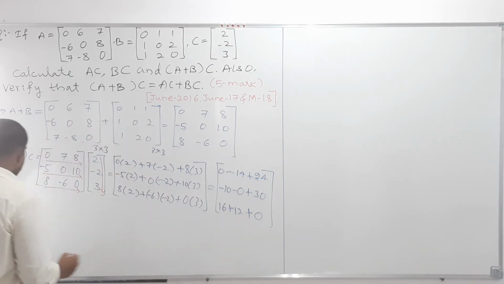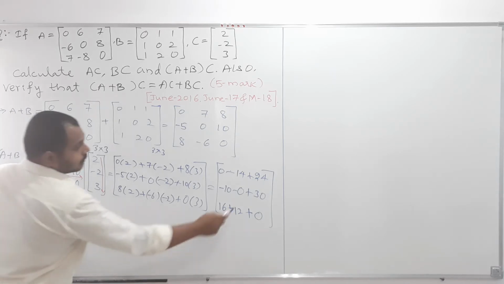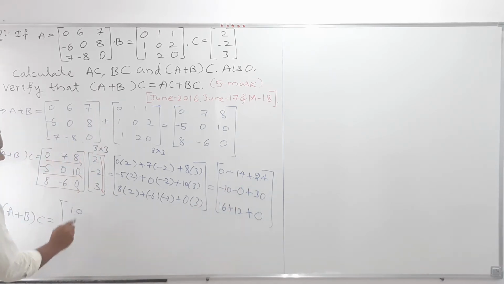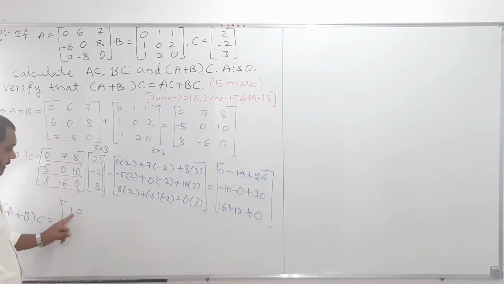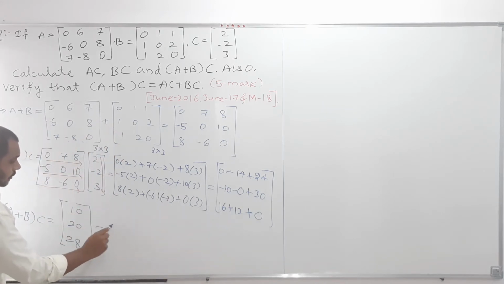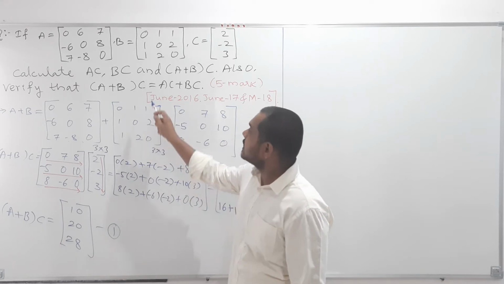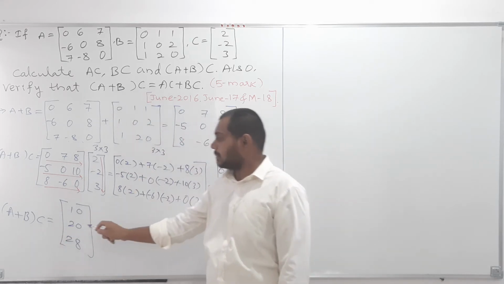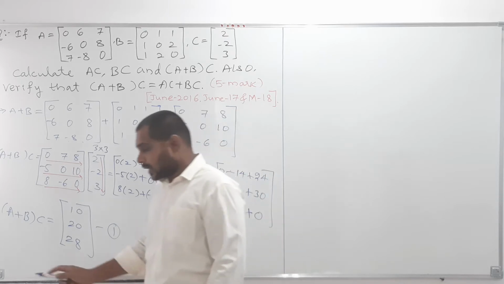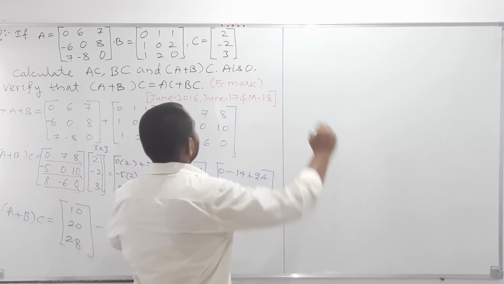So my dear students, simplify this further. You will get (A plus B) into C value as 0 plus 14 plus 24 is 38, wait: 24 plus 14 is 38... Here it is 24 minus 14 is 10. 30 minus 10 is 20. 16 plus 12 is 28. You can call it equation 1. So (A plus B) into C is nothing but the LHS value. (A plus B) into C value is 10, 20, 28. Am I correct? Yes.